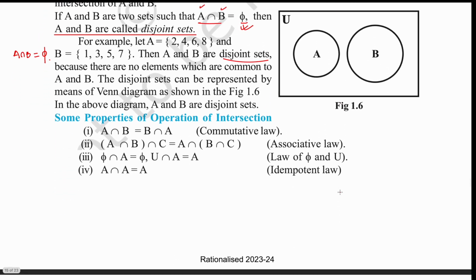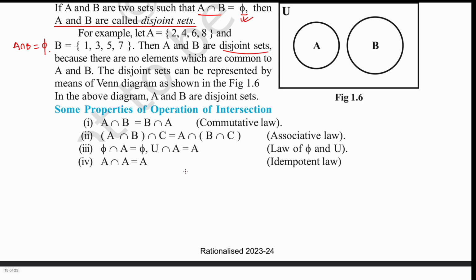If we try to understand some properties of intersection, so like union, intersection is also commutative. That means A intersection B is going to be equal to B intersection A. The intersection is again associative. That means if you take intersection of A and B first and then take its intersection with C, the resultant set that you are going to get is going to be the same as if you take intersection of B and C first and then take its intersection with A. So both of them are going to give you the same resultant set.